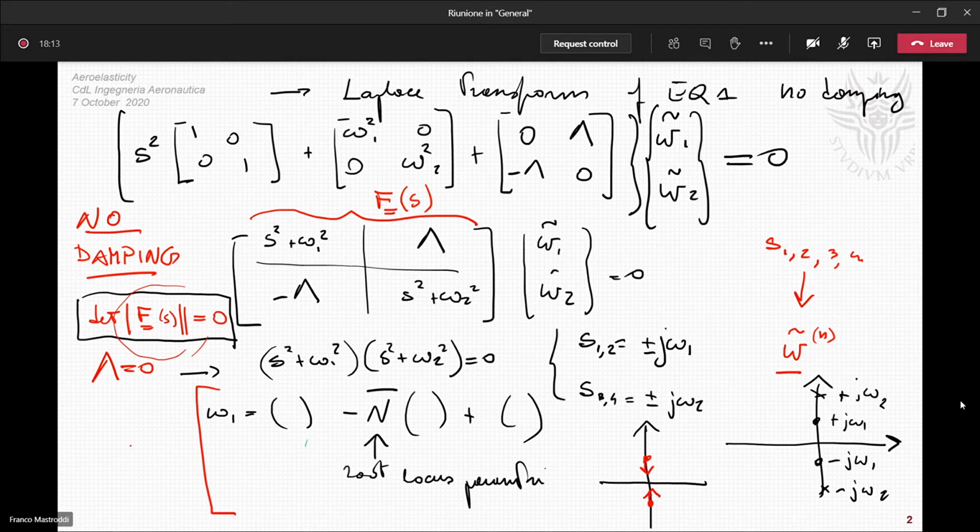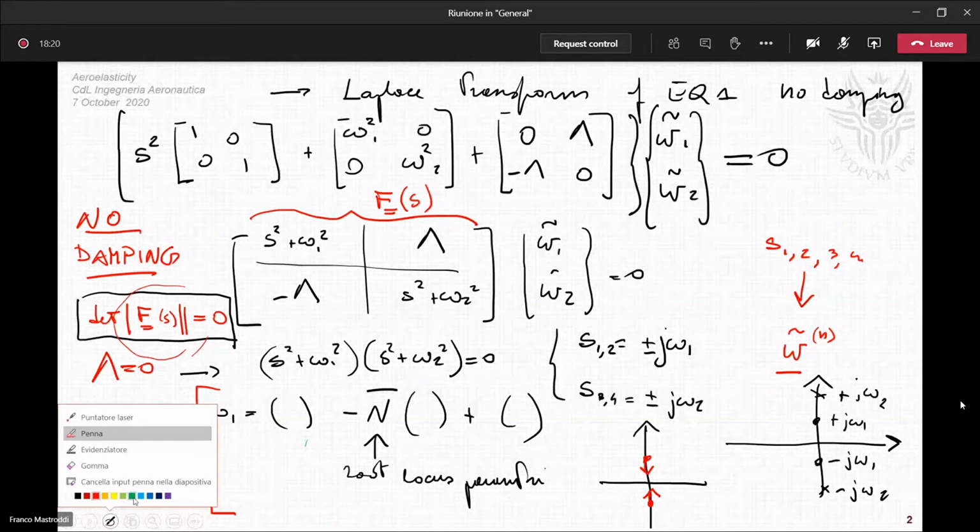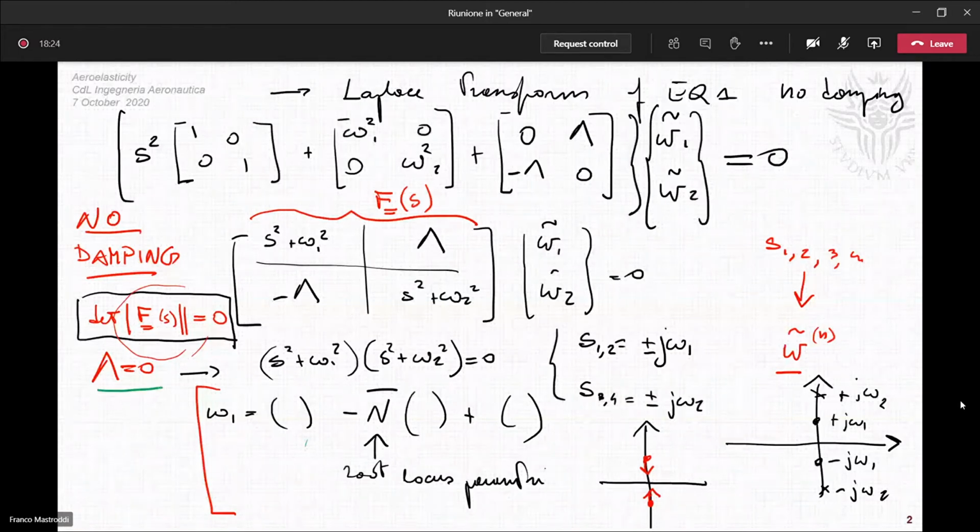We had a first discussion the day before yesterday, and the discussion was the following. Imagine not to have the aerodynamic. So this capital lambda is something related to the dynamic pressure. So imagine to have zero dynamic pressure, zero damping. What happens to the structure? What about the poles? The poles are the structural poles.